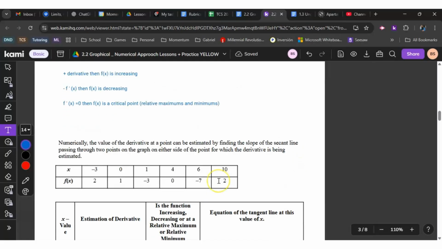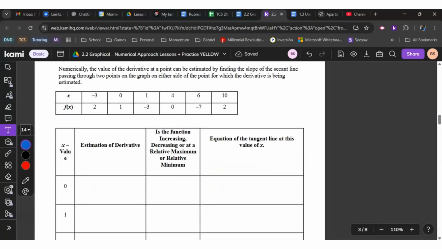There we go. All right, let's take a look at these then. Numerically, the value of the derivative at a point can be estimated by finding the slope of the secant line passing through 2 points on the graph on either side of the point for which the derivative is being estimated. Now, does this make sense that I should pick points that are close to the derivative that I'm trying to find or far away? Close, right?